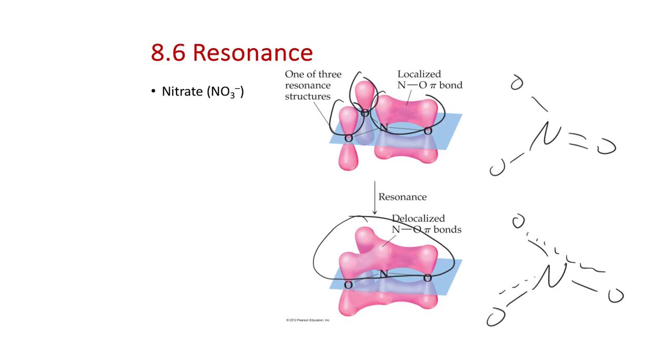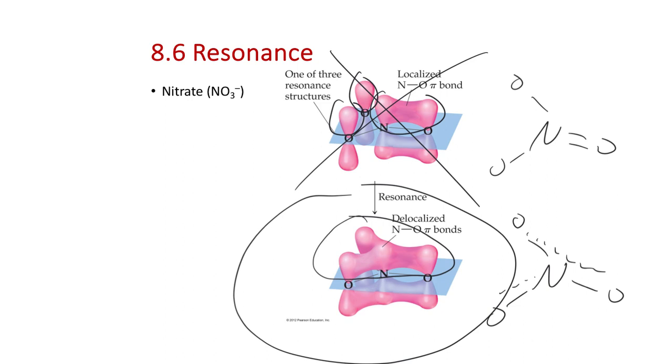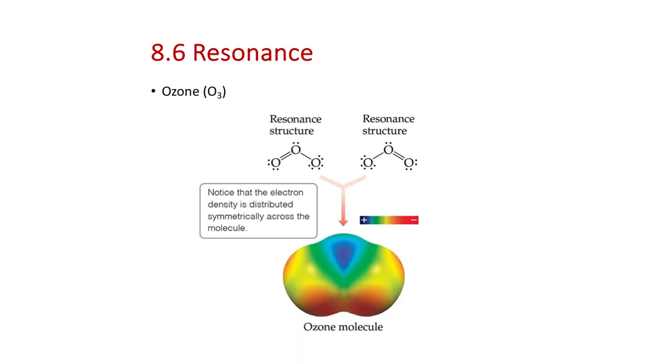So the implication is nitrate is never this, and it's always this. It's always the composite, it's always the average. And so it's never A or B or C, it's always the average of what A, B, and C would look like. So you try to composite out the average. There's a bunch of examples, like ozone does this. Ozone is O3.